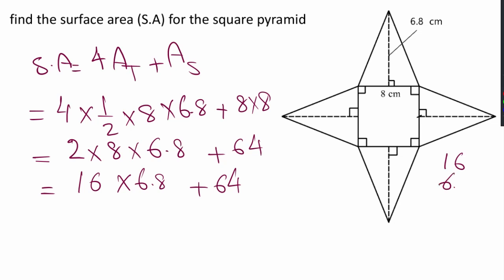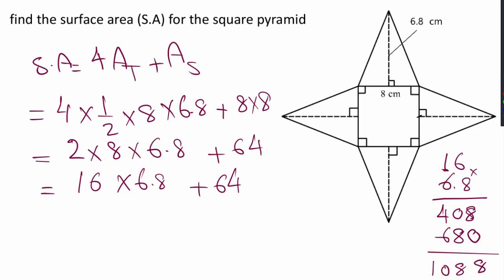16 times 6.8. Now, first multiply 6 by 6.8. 6 times 8 is 48. 8 and carry up 4. 6 times 6 is 36, and 4 we have 40. Now we try 1, but this is not 1, this is 10. Why? Because it is in the place of the 10's digit. So this is 10. Add 0. 1 times 8 is 8. 1 times 6 is 6. 8 plus 0 is 8. 4 plus 6 is 10. Don't forget that the decimal point goes after one digit from the right.